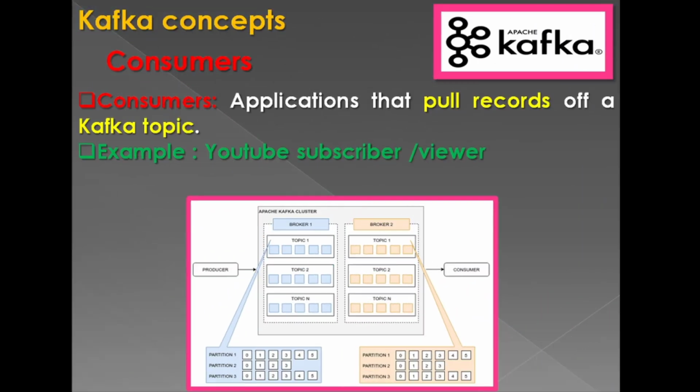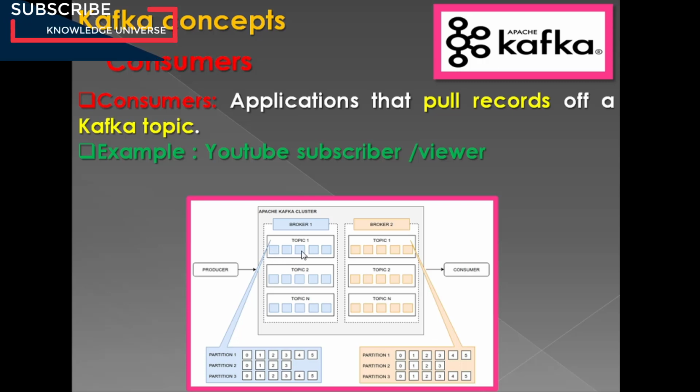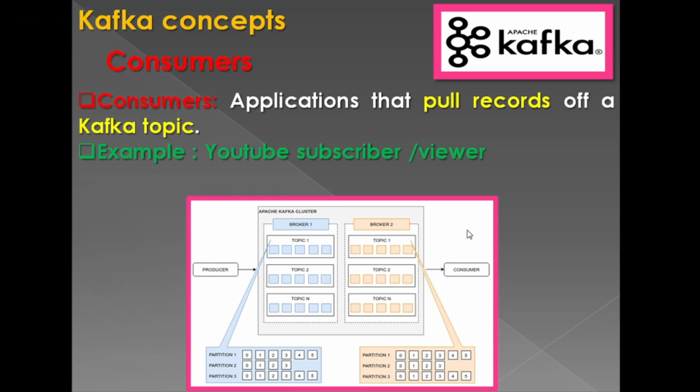The last concept in the Kafka framework is consumers. Consumers are applications that pull records from a Kafka topic. For example, you can take as an example a YouTube subscriber or viewer as a consumer. For example, here in this architecture, I have 2 brokers with 3 topics and 5 partitions per topic, and here the consumer. So this is the whole architecture of Kafka.